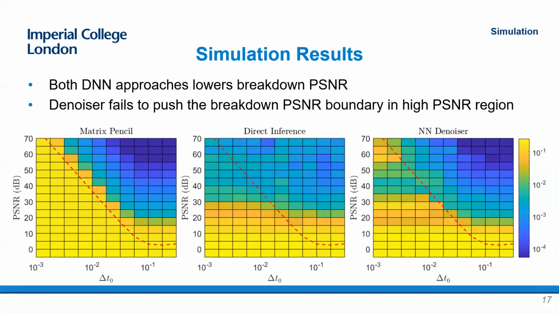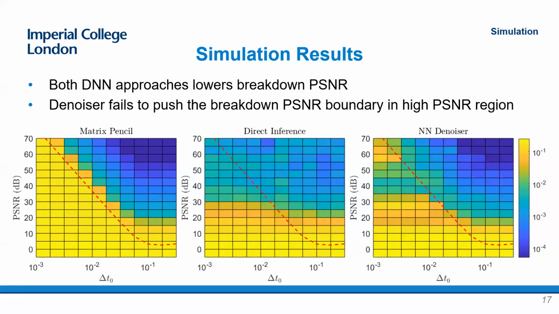Firstly, as expected, the matrix pencil method performs very well when the PSNR is high and the Diracs are sufficiently far apart. However, once it reaches the red dotted line, the performance deteriorates. On the other hand, we can see that both neural network approaches lower the breakdown PSNR, indicated by the spread of the low standard deviation region across the red dotted line.